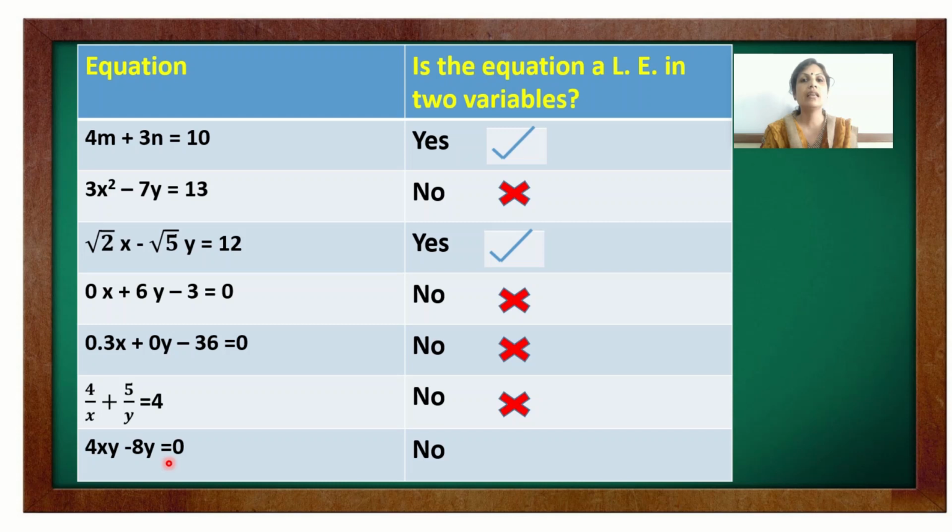4xy minus 8y is equal to 0. Now here also there are 2 variables, but if you see the first term 4xy and compare it with the standard form, it is not proper, so it is not a linear equation in 2 variables. So I have given you all possible equations wherein different combination is there. I hope this activity will be very useful to you to brush up the things and understand which equations are linear equations in 2 variables.